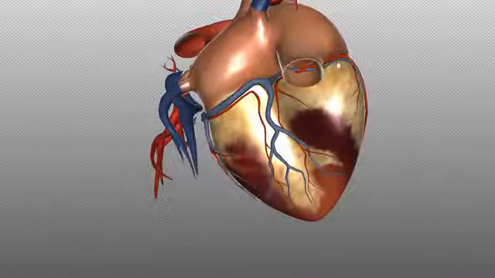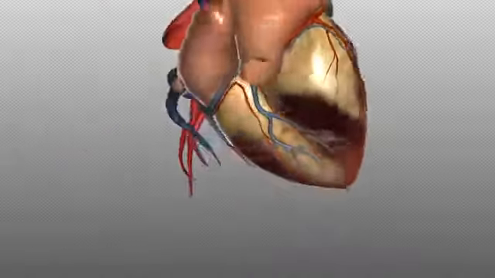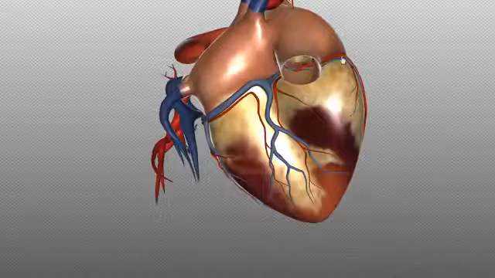So you've got two branches of the right coronary artery. You've got the right marginal artery, and you've got the posterior interventricular artery, or the posterior descending artery. So this is the right coronary artery, you can see here in the coronary sulcus.